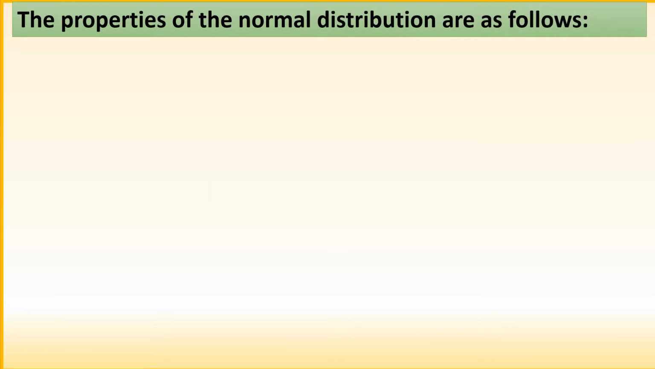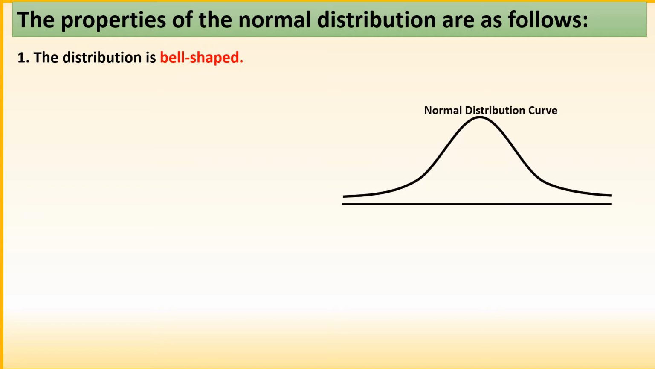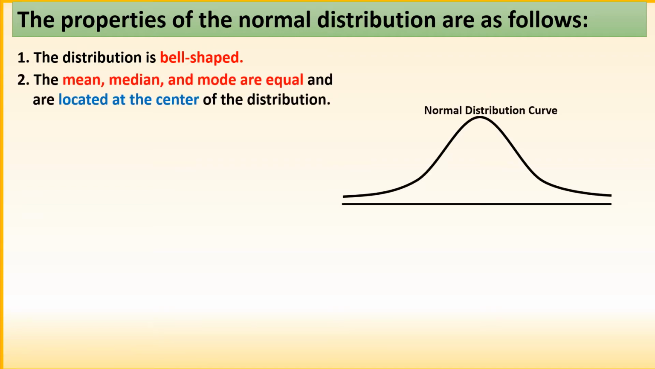The properties of normal distribution. Number 1, the distribution is bell-shaped. So let us illustrate. Number 2, the mean, median, and mode are equal and are located at the center of the distribution. So nandito siya sa gitna. This is the symbol for the mean.